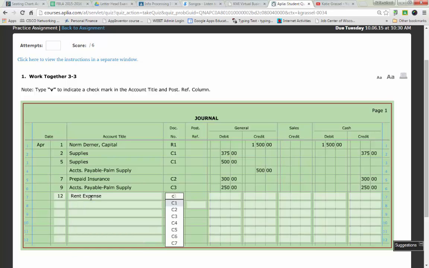Source document is C4, stands for check 4. So therefore, we know cash is being credited for $1,000, and then general debit, for rent expense, is going to be debited for $1,000.